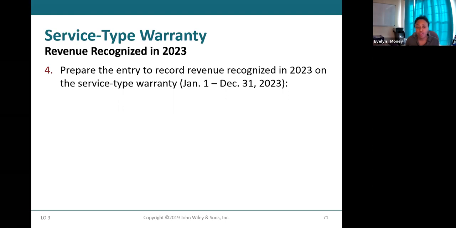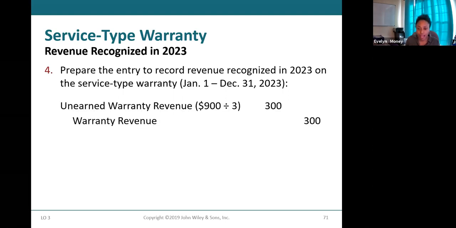We record the earning of this revenue using the straight line method, which means I take my total warranty cost and I divide it by the total number of years that this warranty will last, which is 3 years. So we're going to take that 900 and divide it by 3. We debit unearned warranty revenue and we credit warranty revenue. Notice that this is just an adjusting entry for unearned revenue. That's all this is, but it's specifically related to a warranty.